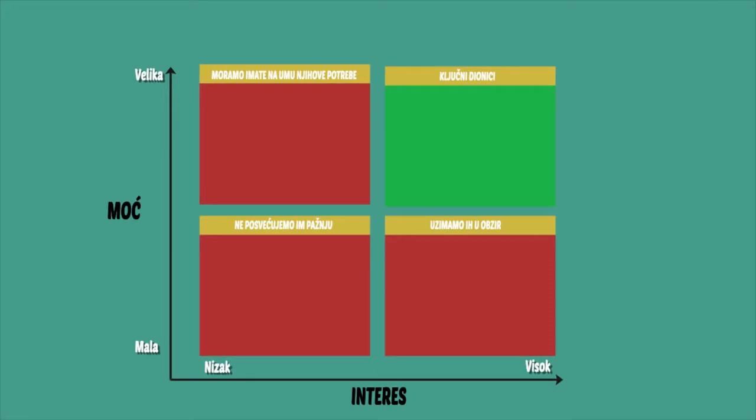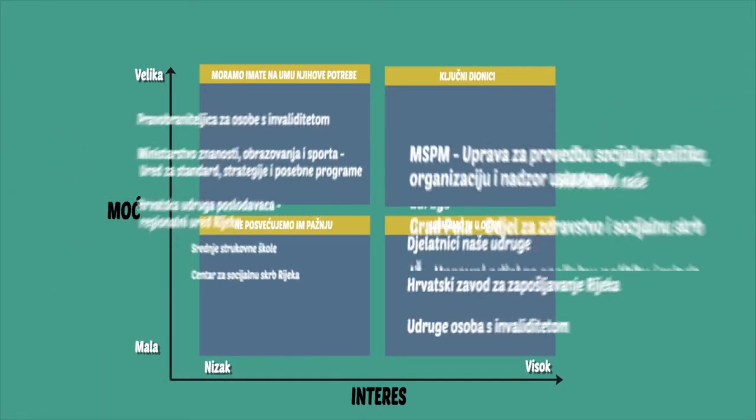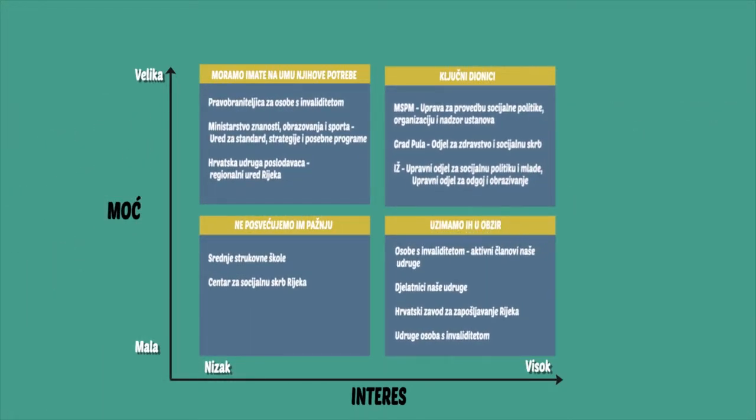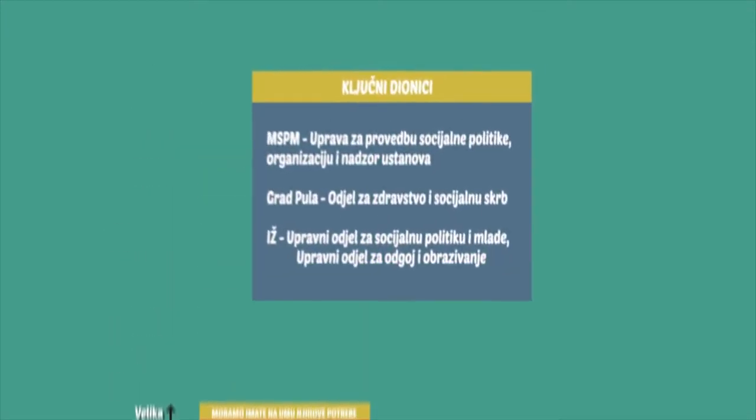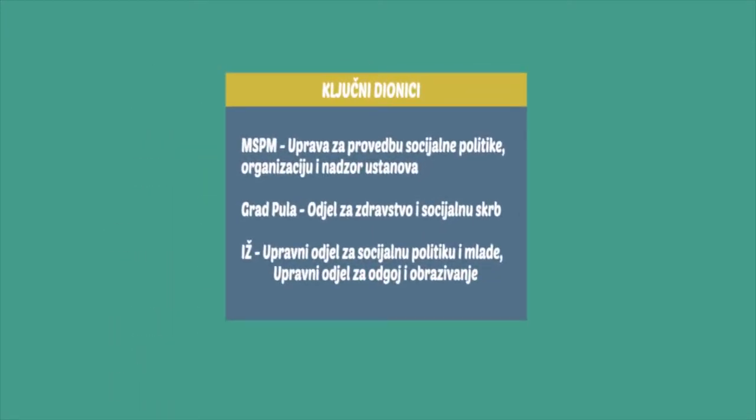In the previous example of the disabled and their employment, the log frame for recognising the key stakeholders may appear as follows: the Ministry of Social Policy and Youth, the City of Pula, and the region of Istria, i.e. their health and social welfare departments.